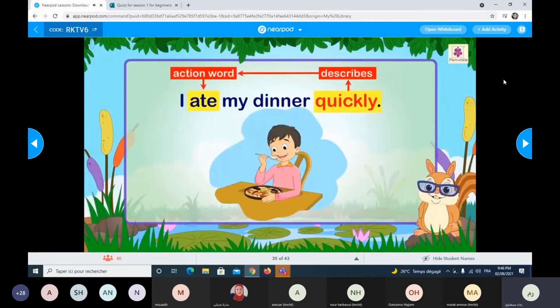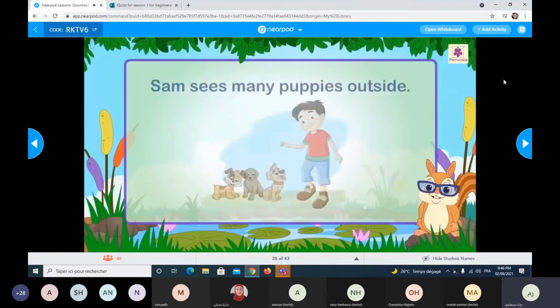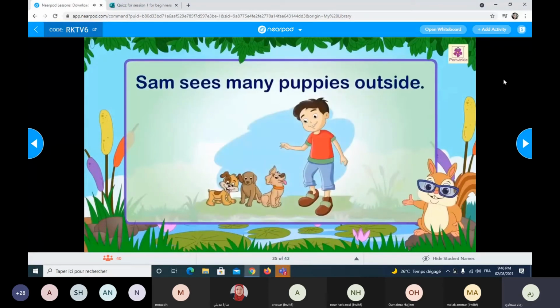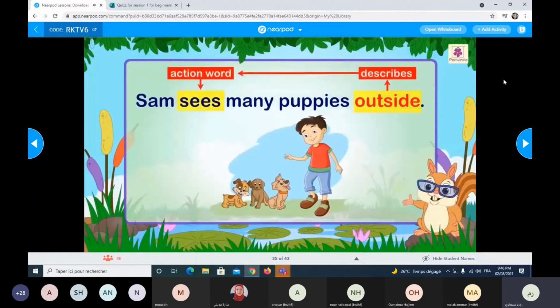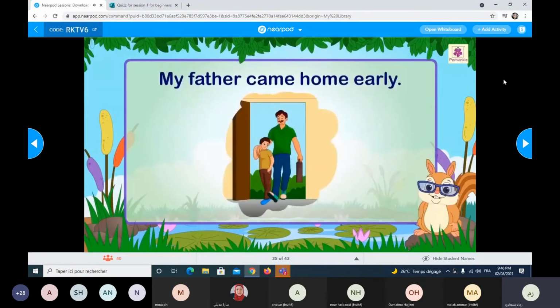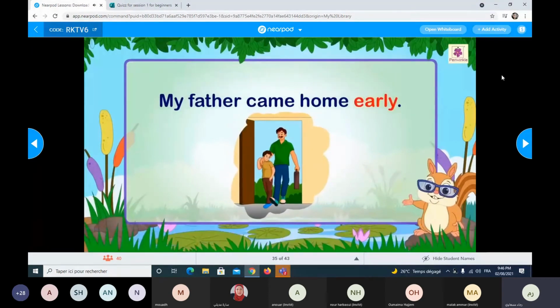Another example. Sam sees many puppies outside. In this example, outside tells us where the action happens. That is, outside describes the action word sees. Let us look at one more example. My father came home early. Here, early tells us when the action happens. That is, early describes the action word came.